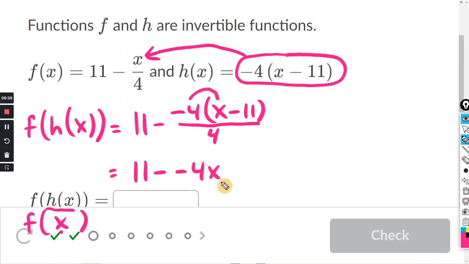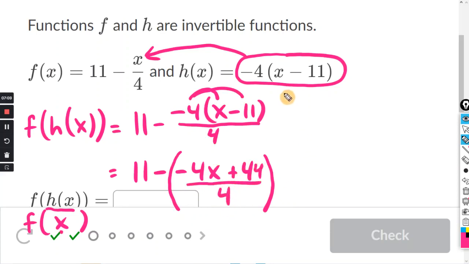Let me see, hold on a sec. All right, this minus is applied to this whole thing. So let me use parentheses here so we don't get confused, because again, this minus is applied to this entire fraction. So distributing, negative 4 times x, negative 4 times negative 11 is positive 44. And that whole thing is divided by 4.